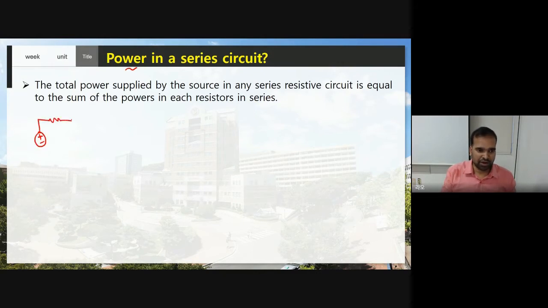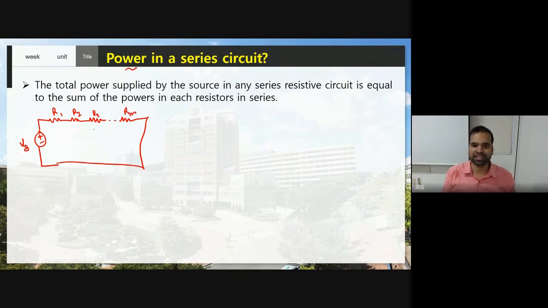So here we have n number of resistors and one voltage source. This is our voltage source Vs, the source voltage, and here you have different resistors R1, R2, R3 and so on. We have M resistors in this circuit.